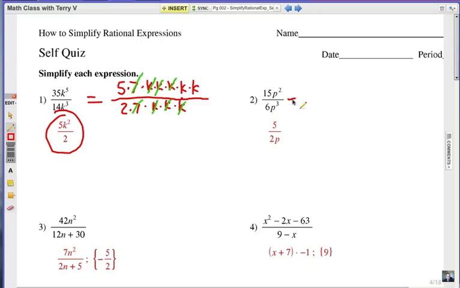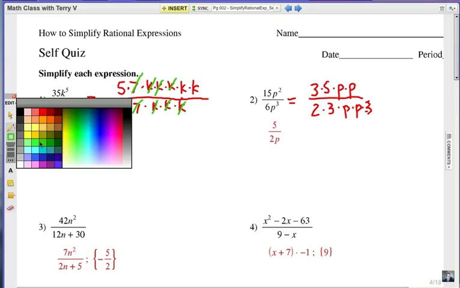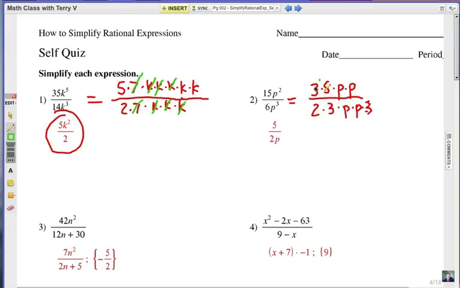15p squared. Okay, let's factor that apart. 3 times 5 times p, and 6p to the 3rd is 2 times 3, and we have a p times itself 3 times. All right, let's cancel out some common factors. 3's, a pair of p's. Notice what's left now. We have 5 on the top and 2p on the bottom.